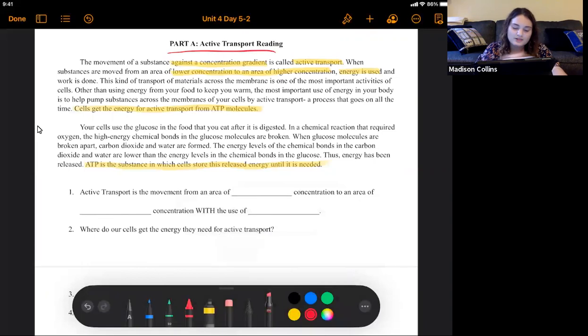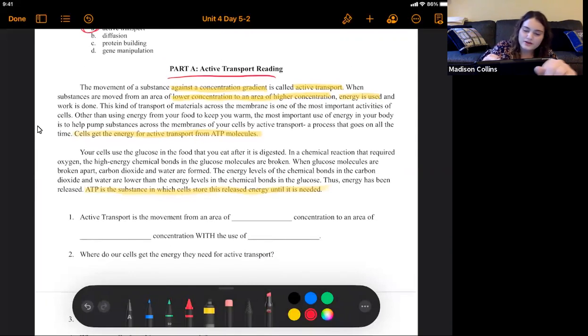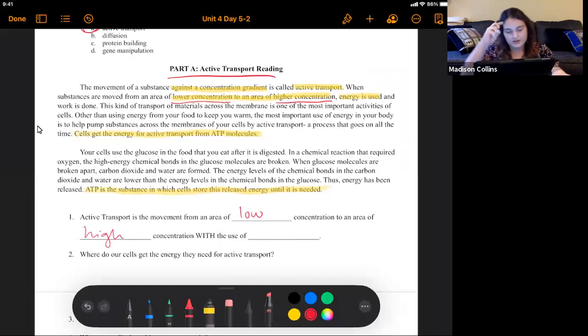Number 1, active transport is the movement from an area of blank concentration to an area of blank concentration. So hopefully you noticed in the first paragraph that active transport is when we move molecules from a lower concentration to a higher concentration. So this is not diffusion. This is not passive transport. This is active transport. So we're moving molecules from an area of low concentration to an area of high concentration. So we're moving molecules against the concentration gradient.